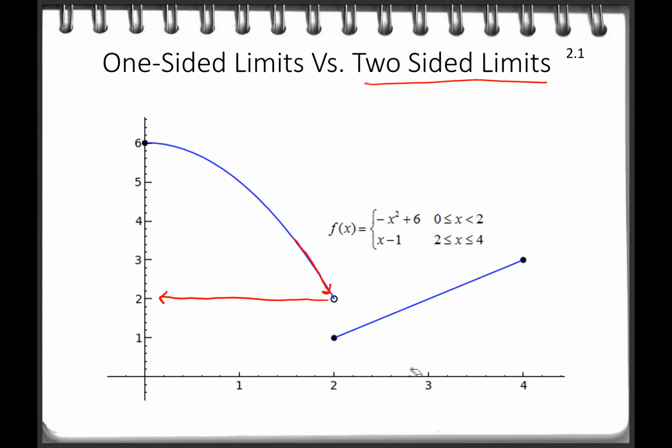My y value is actually approaching 2. However, when I approach this blue function from the right side, see how my arrow is coming from the right, it's actually approaching the y value of 1. And so I've just discussed one-sided limits, talking about a limit from the left and a limit from the right. And that's what we're going to tackle today.